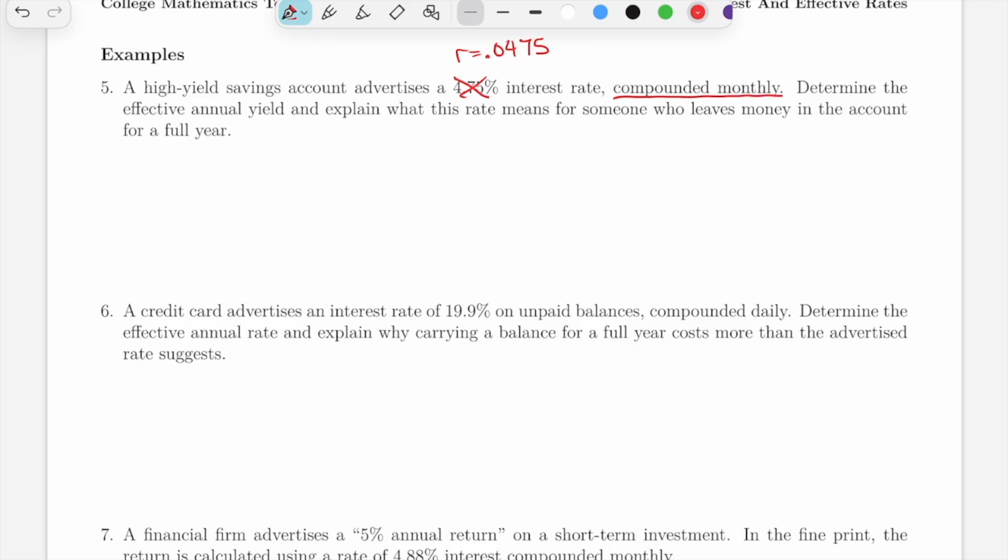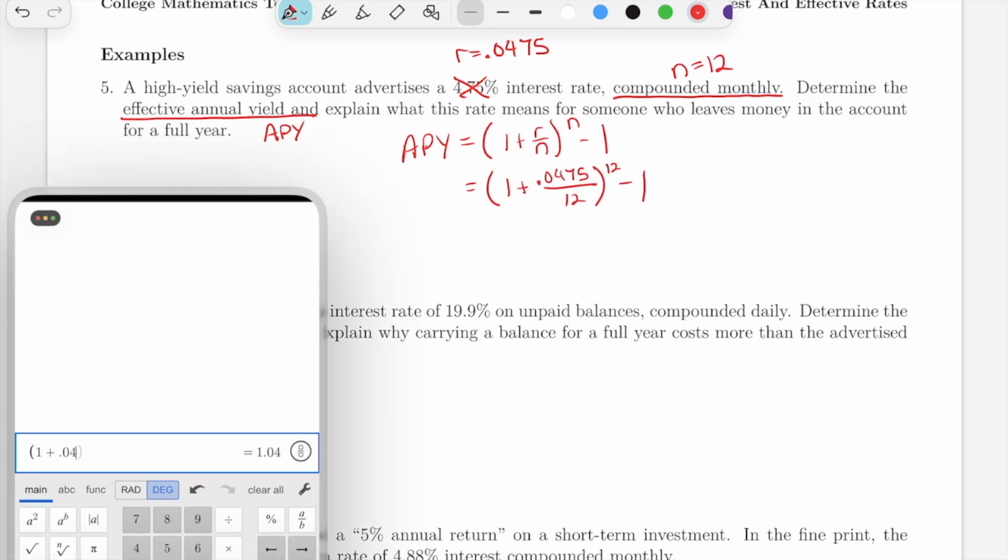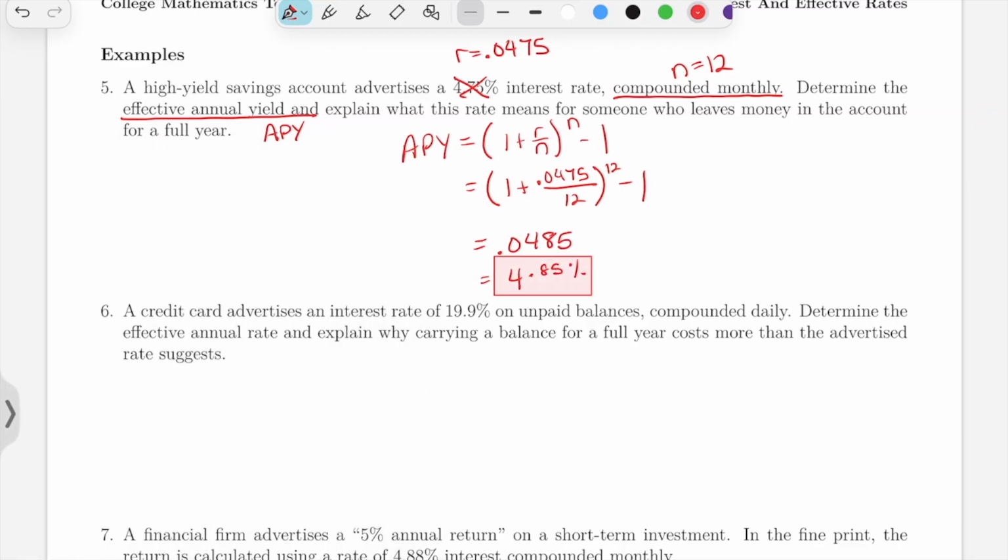We can see it's compounded monthly. That means n equals 12. And it says determine the effective annual yield. That's APY. That's what we're looking for. So let's write out what our formula is. Now let's substitute our numbers in. Our APY is equal to 4.85%.